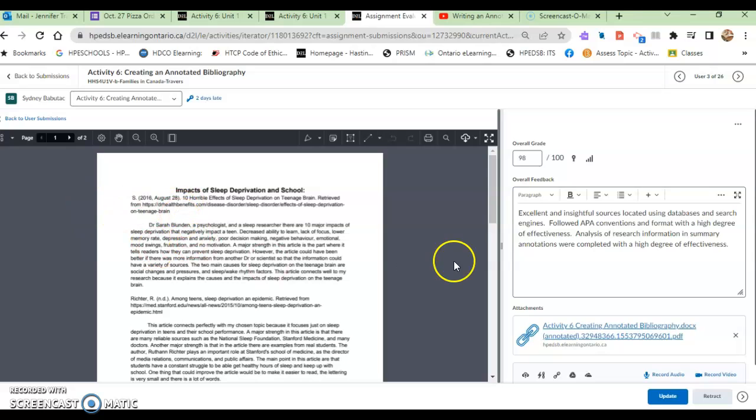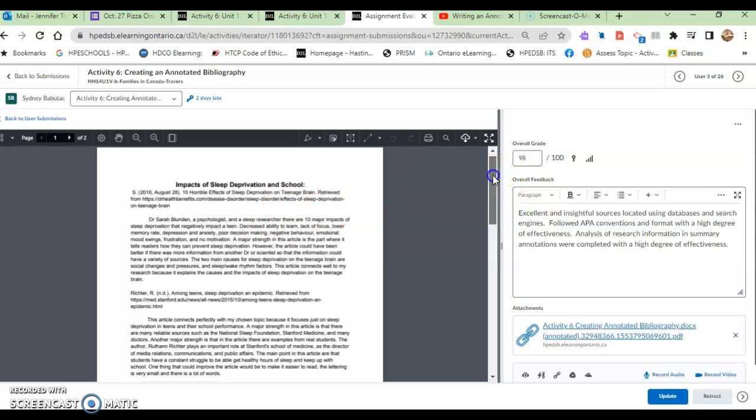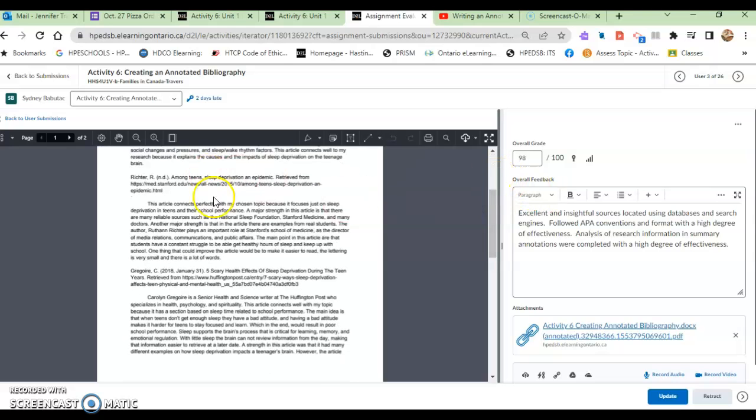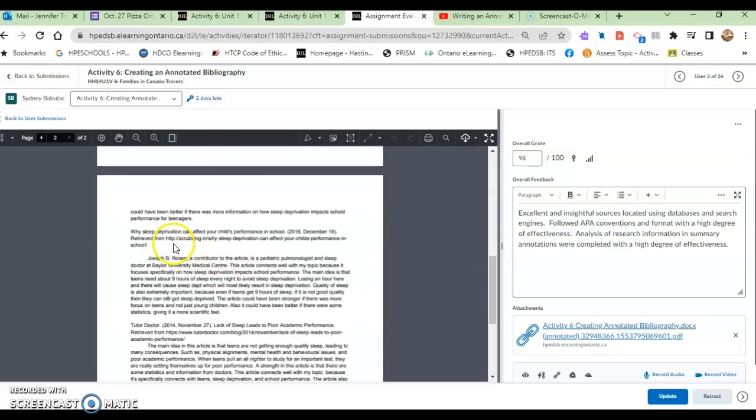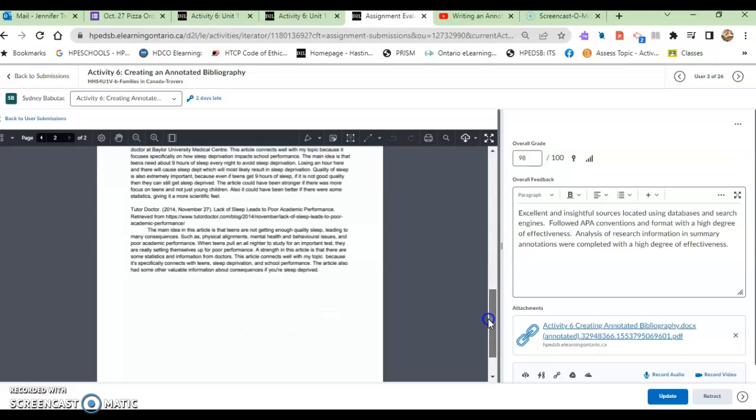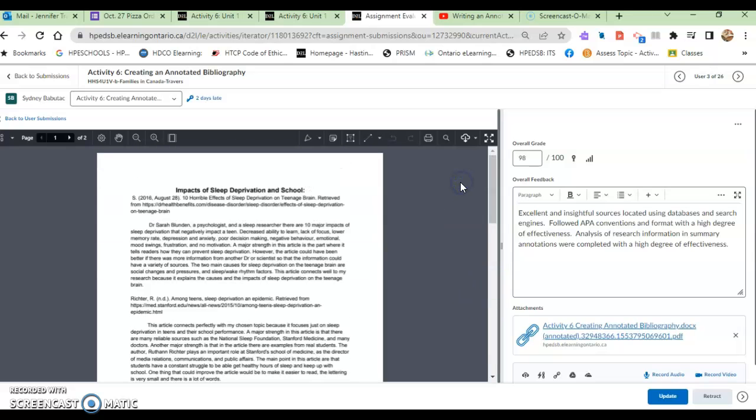Here we have the citation and annotation, and we should have that for four sources. So there's 1, there's 2, 3, and there should be a 4th one down below. There's 4. They actually did 5, maybe 6. Yep, they did 5. So that's the idea of what an annotated bibliography is.